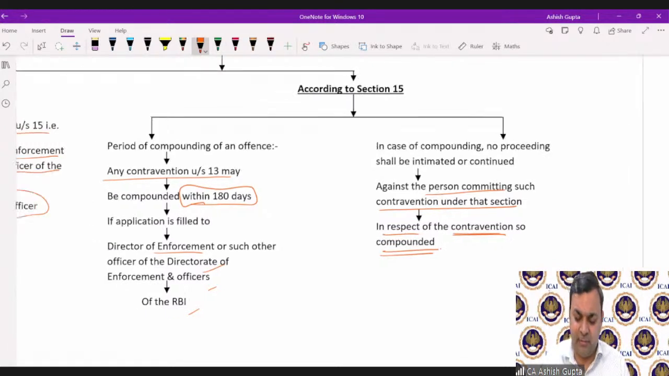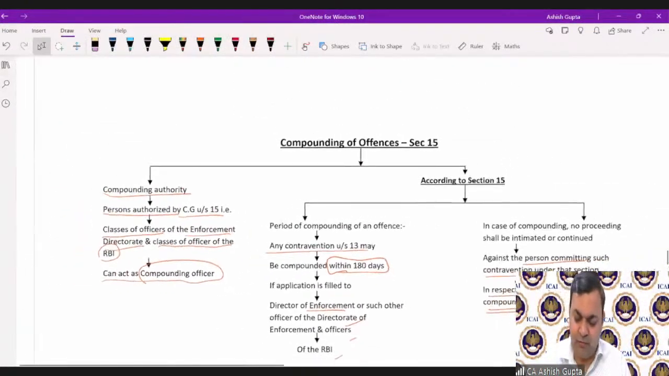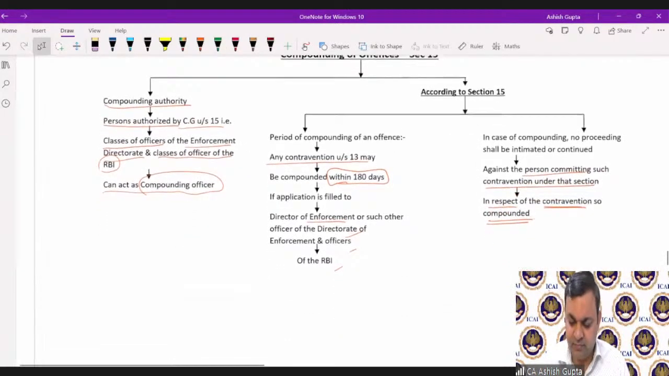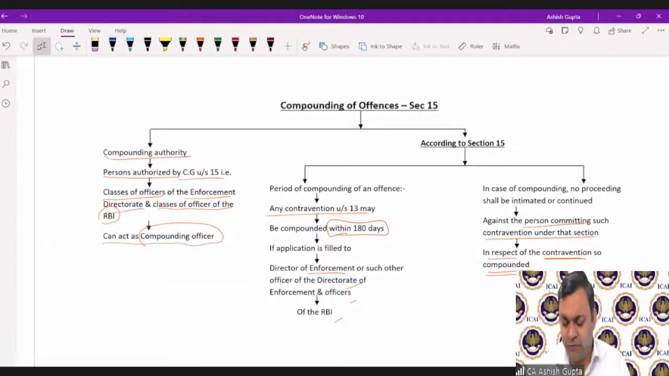So this is the basic of Section 15. It is called compounding of offenses. Compounding of offenses deals with, like, if a person has contravened any provision of Section 13, then that can be compounded, that can be remedied. That remedy can be provided by paying the extra fine to the respective authority. I think so. Now this is clear.